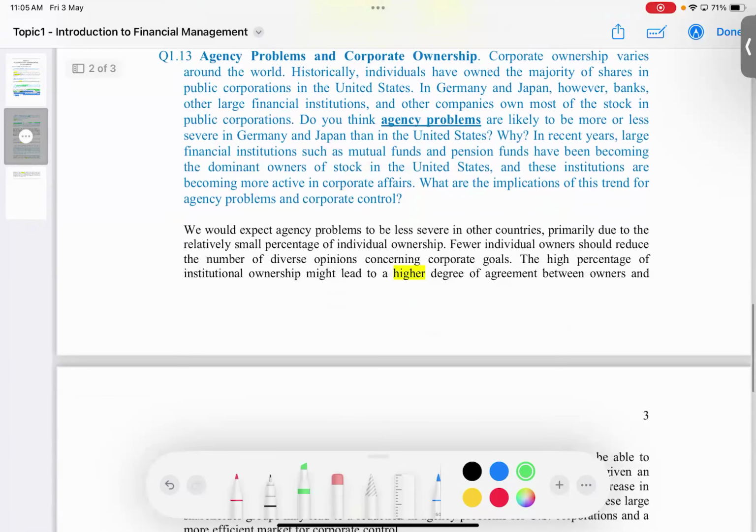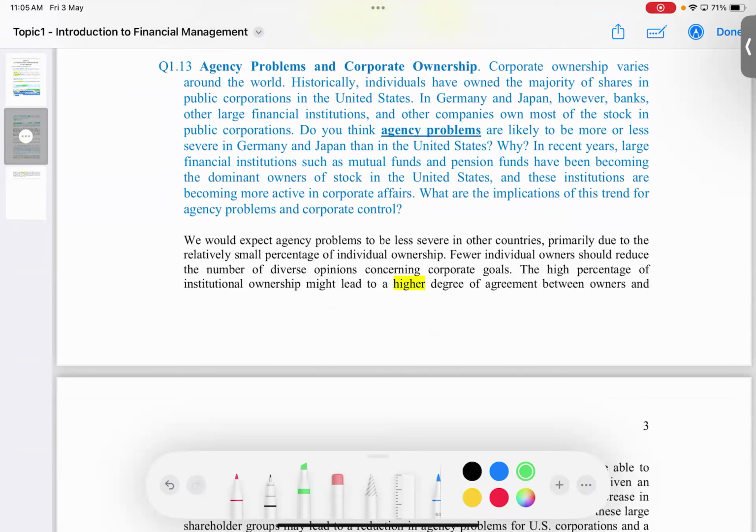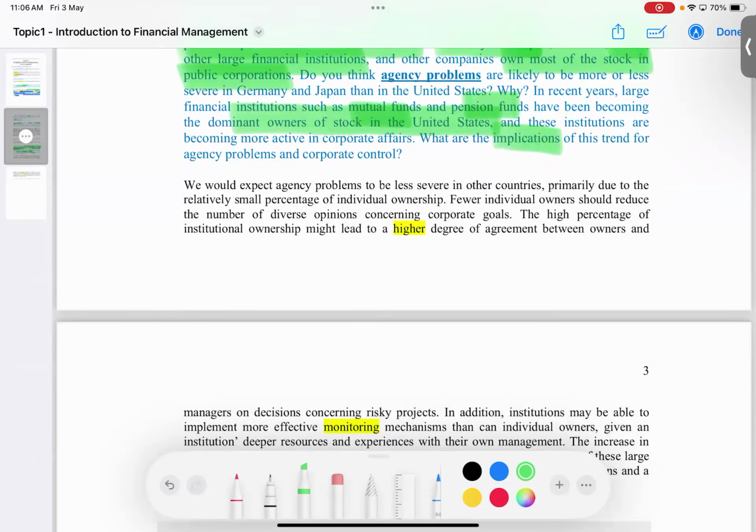Now, next question. Corporate ownership varies around the world. Historically, individuals have owned the majority of the shares in public corporations in the US. In Germany and Japan, however, banks, other large financial institutions, and other companies own most of the stock. So you can see one thing here: in the past, individuals owned the majority of the shares, but in Germany and Japan, banks and institutions own most of the stock in the public corporations. Do you think agency problems are likely to be more or less severe in Germany and Japan than in the United States? Why? In recent years, large financial institutions such as mutual funds and pension funds have become the dominant owners of stock in the US, and these institutions are becoming more active in corporate affairs. What are the implications?